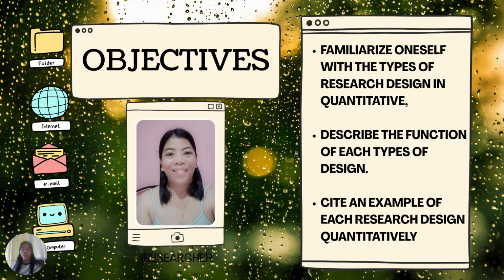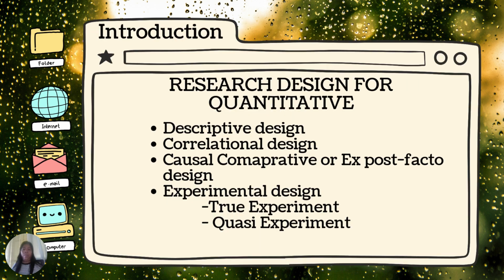Our target objective for this morning is familiarizing oneself with the types of research design in quantitative, describing the functions of each type of design, and citing an example for each research design quantitatively. These are the research designs for quantitative study. We have the descriptive design, the correlational design, and the causal comparative or ex post facto design. These are all under non-experimental study, and then the experimental design, entailing the true experimental and the quasi-experimental study. All right, let's continue.